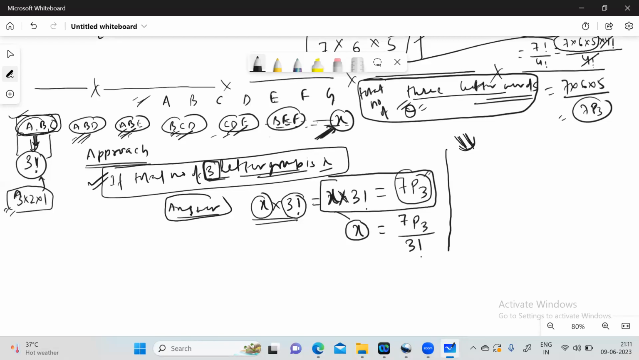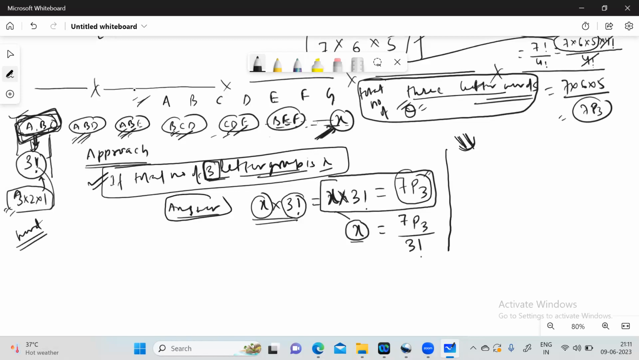X is the total number of groups which contain 3 letters out of the 7 given letters. But those groups have not been arranged. It's just a group. If I say ABCD, ABC is a group because it's just a group. When I arrange it, then only it will be a word. And it will be 6 words, or 3 factorial words.